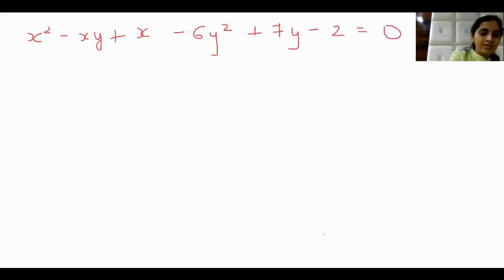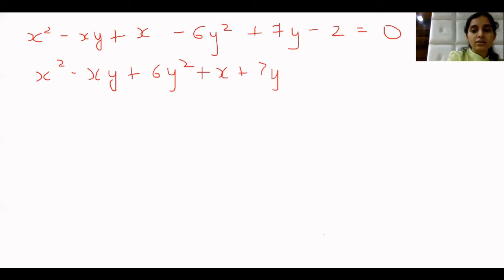So you can just rearrange the terms here as x square minus xy minus 6y square plus x plus 7y minus 2 equal to 0. You're just getting all the degree terms together, that is second degree, second degree, second degree, then first degree, and then no degree. That is your second sum. Let's move on to the third one now.